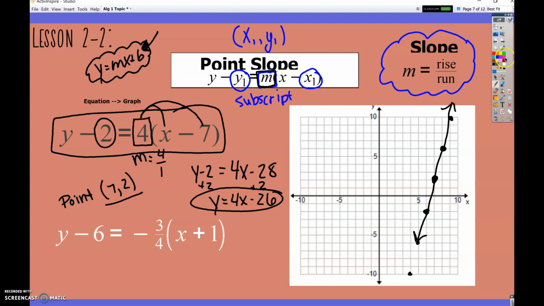Real quickly, we'll try this last example here. I would note that my slope is negative 3/4. So of course, if you recall, the negative slope goes down to the right. It will look like this.